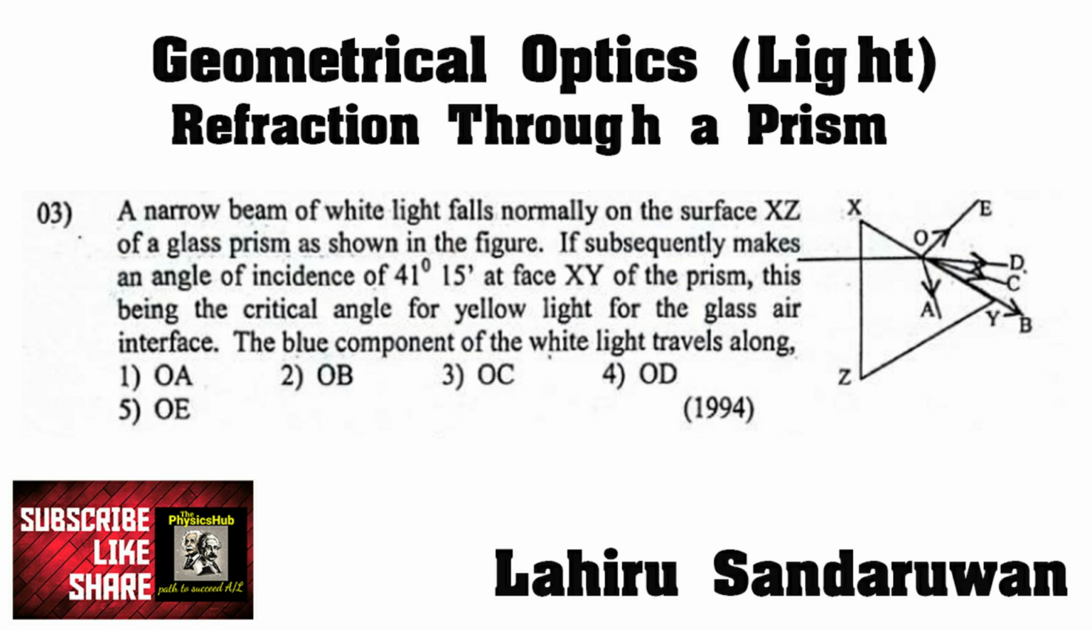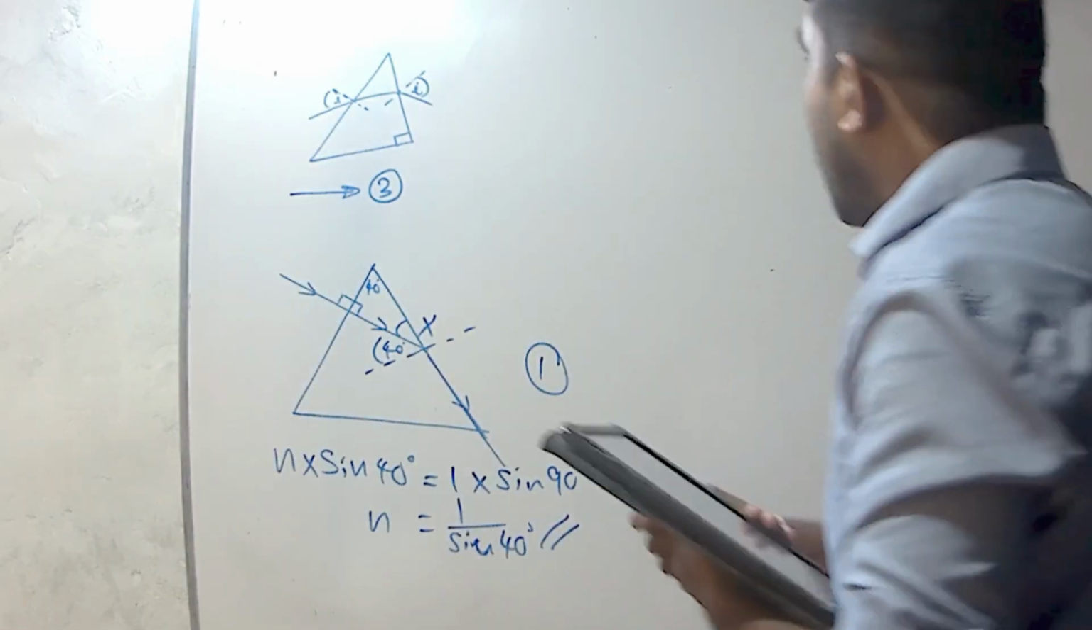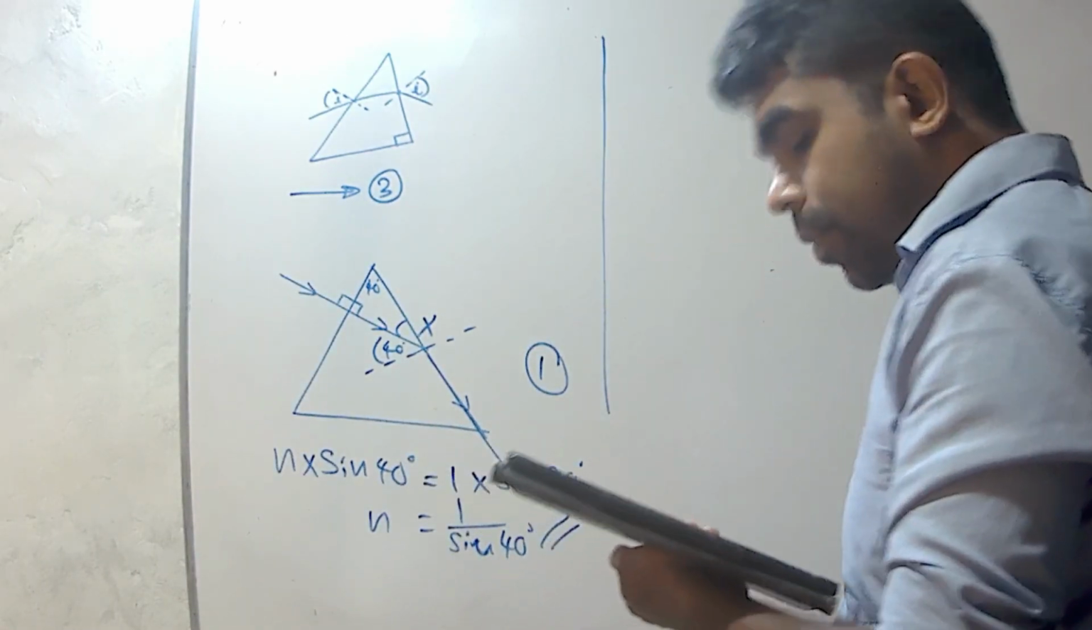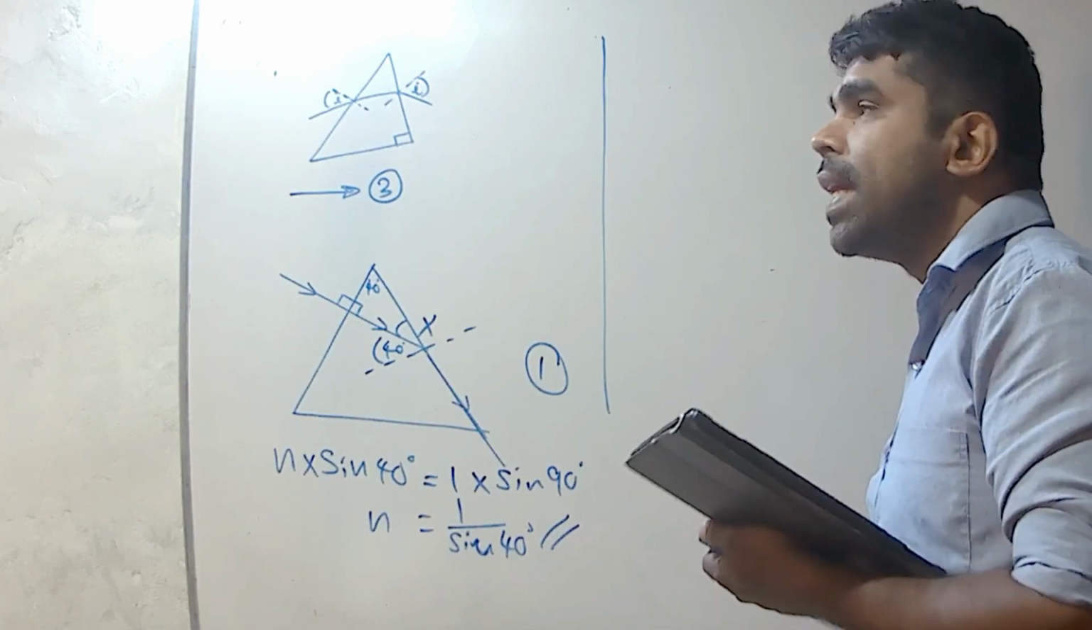For the narrow beam of white light falls normal to the surface XZ of the glass prism as shown in the figure, it subsequently makes an angle of incidence of 41 degrees and 15 minutes at face XY of the prism. This being the critical angle of yellow light for the glass air interface, the blue component of the white light travels along. We have to compare critical angle of blue color and yellow color.